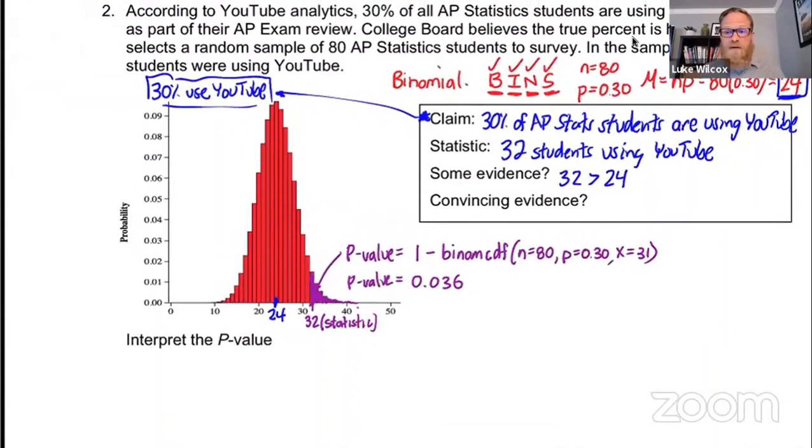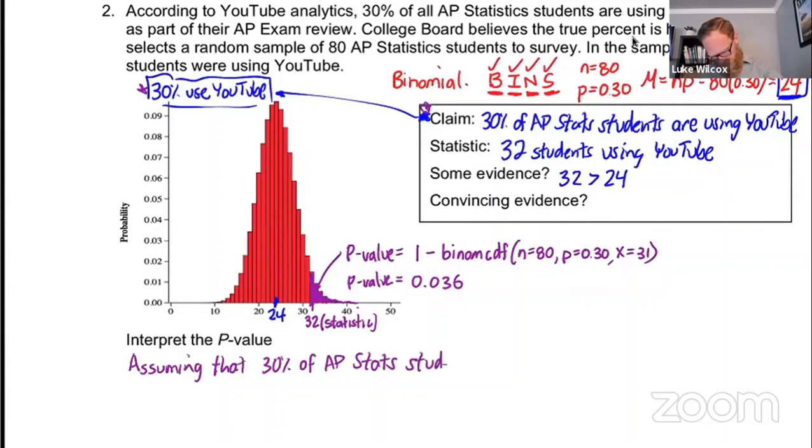try and use a similar interpretation as we did in the Joy Parkinson's example. And I'm going to start out with the claim that we assumed to be true. So we're going to say, assuming that 30% of AP Stat students use YouTube. And then we want to try and interpret this p-value here of 0.036.